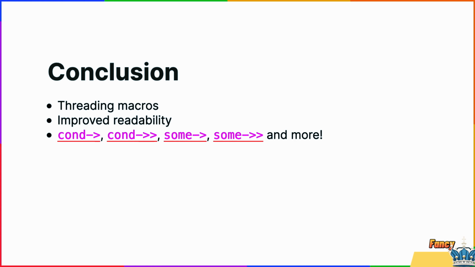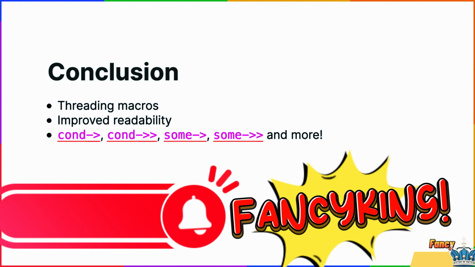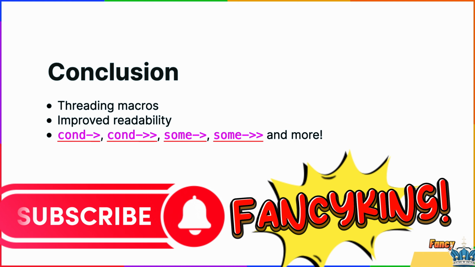These 3 macros should suffice for this course, but if you find yourself wanting more, we also have the cond arrow, cond double arrow, some arrow, and some double arrow macros. You can read more about them in the official docs.